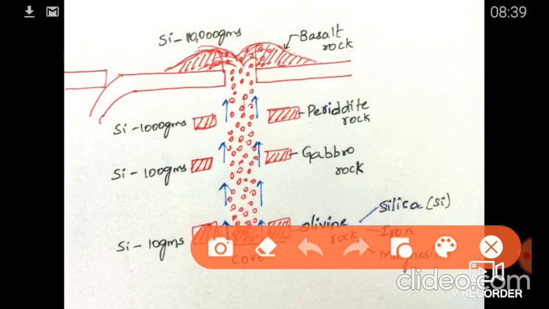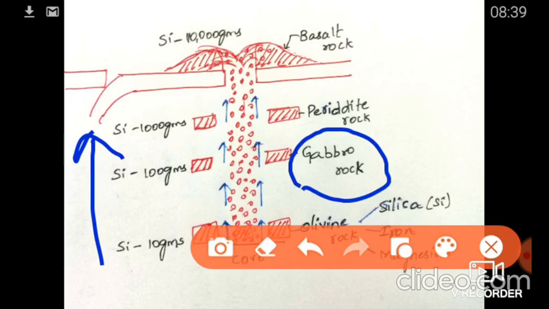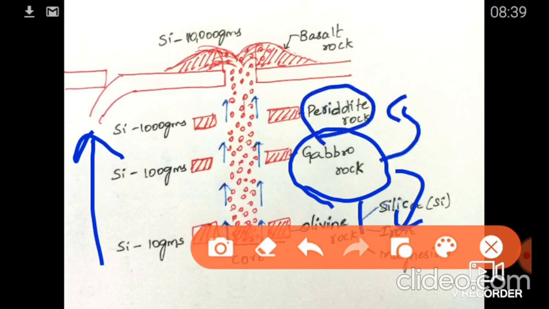One more thing is, as we move towards the Earth's surface, the proportion of silica increases. So silica is a lighter rock. Gabbro rock has a higher proportion of silica than olivine rock, but a lower proportion than peridot rock, which means gabbro rock is lighter than olivine, but denser than peridot rock. Similarly, peridot rock is lighter than gabbro rock but denser than basalt rock, because basalt rock has a higher proportion of silica compared to peridot rock.